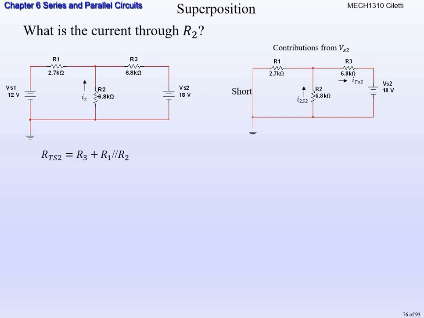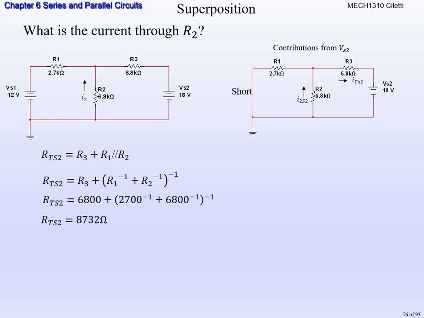But we short voltage source 1. So now when we short voltage source 1, R1 and R2 are in parallel, and that parallel combination is in series with R3. Hopefully you can see that piece. When we calculate this, I'm just going to plug it in using the inverse method, so we get R3. You should be able to do this piece. This is a review of parallel circuits. And know that the total resistance from source 2 is 8,732 ohms.